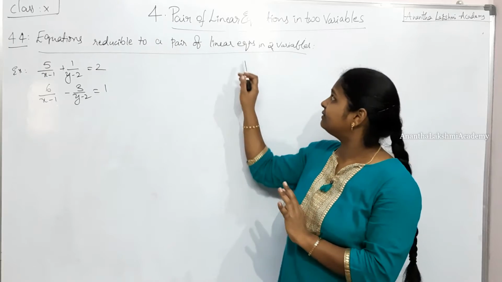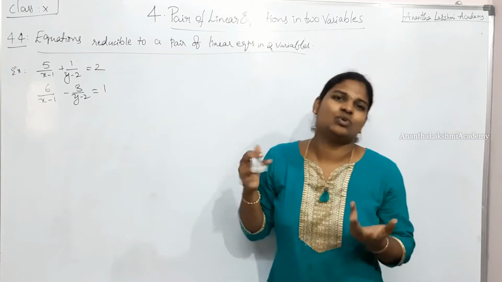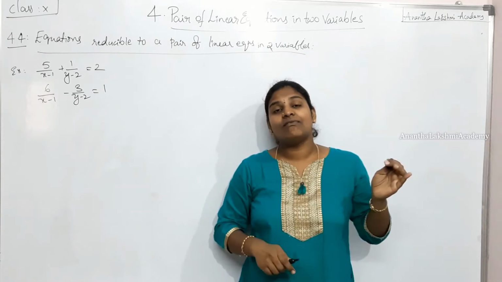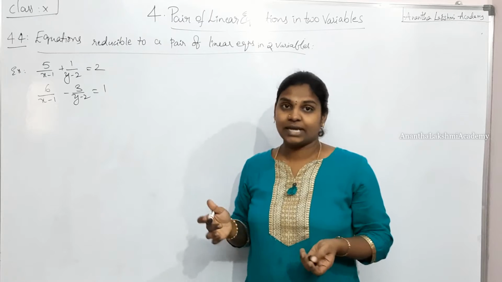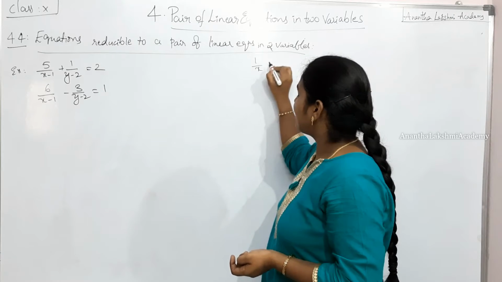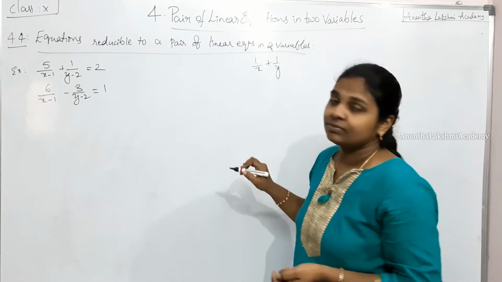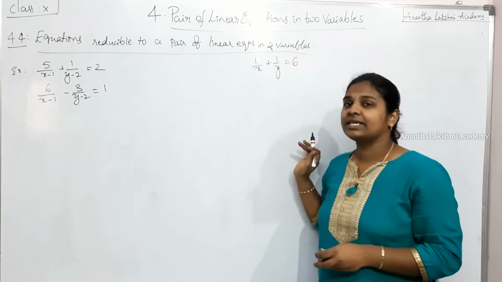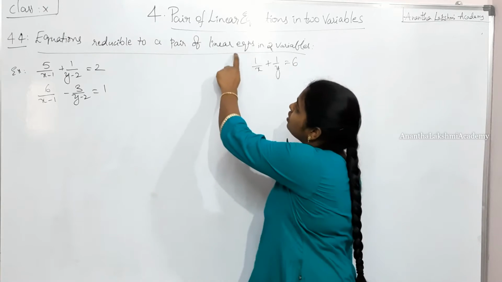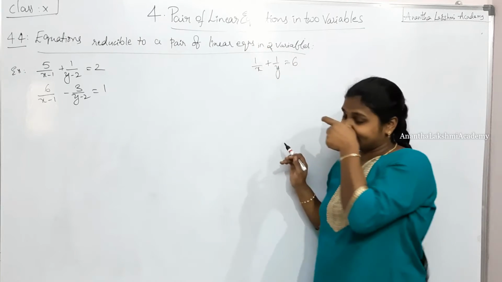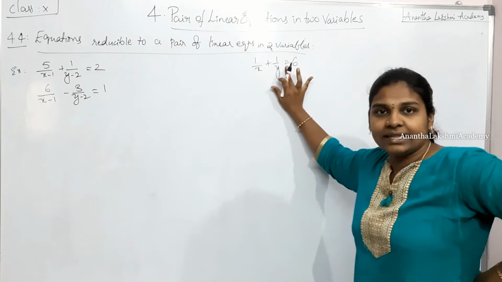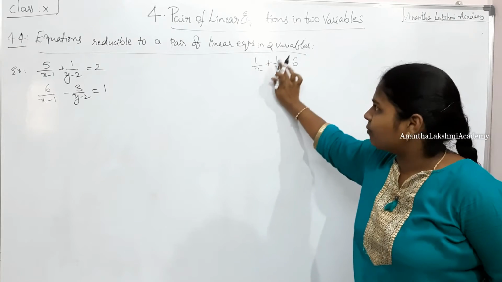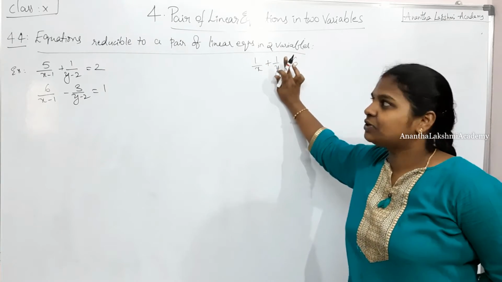Today's topic is equations reducible to a pair of linear equations in two variables. So far we have dealt with linear equations. What is a linear equation? One whose degree is 1. But what happens when you encounter equations like 1 by x plus 1 by y is equal to 6? How do we solve this? When the equations are not in linear form, how do we solve them? That is what today's topic is.